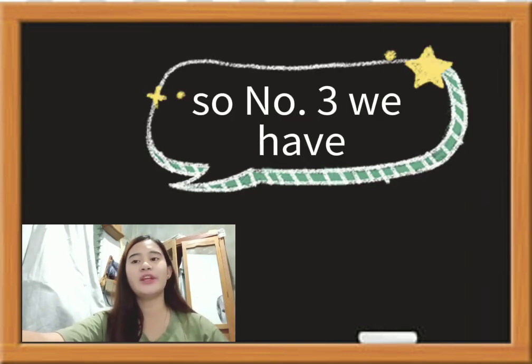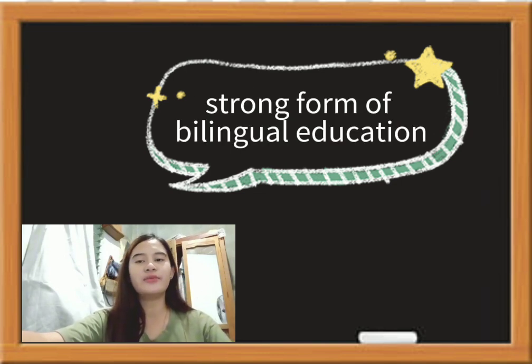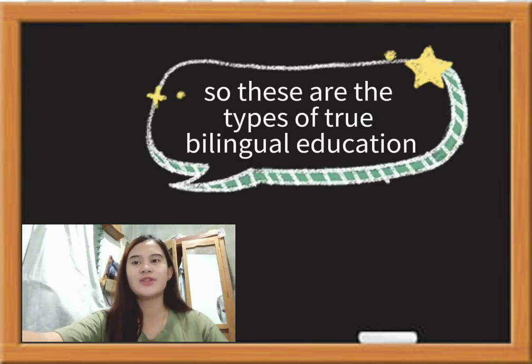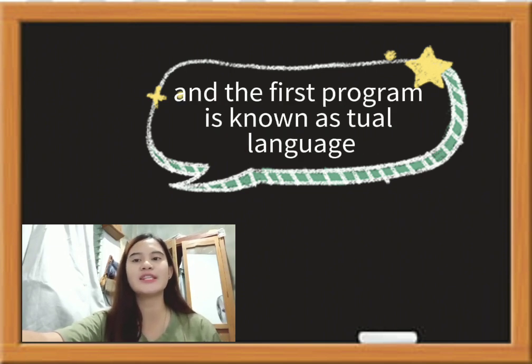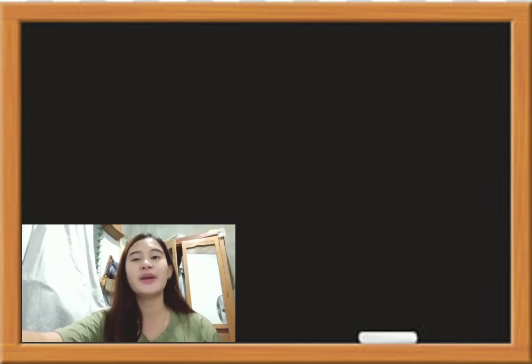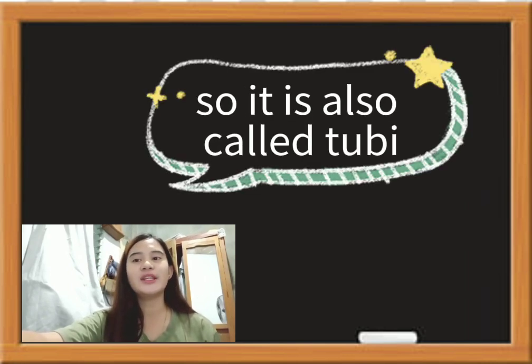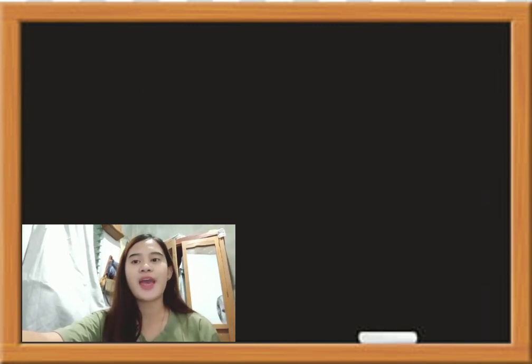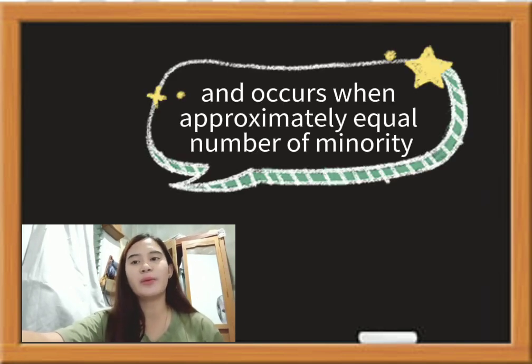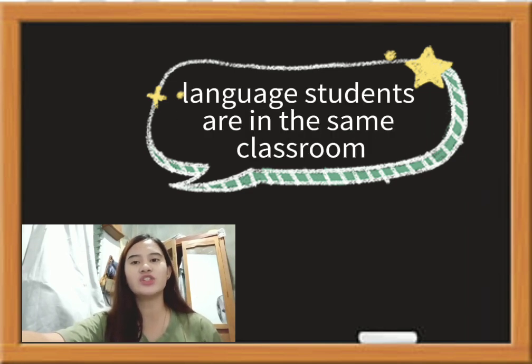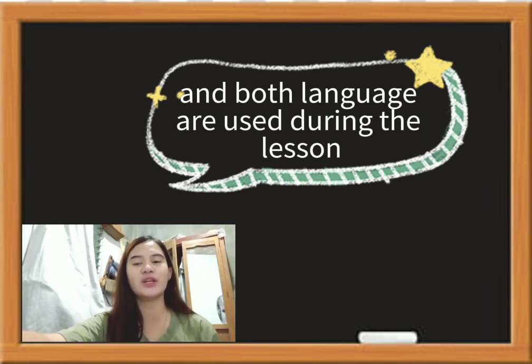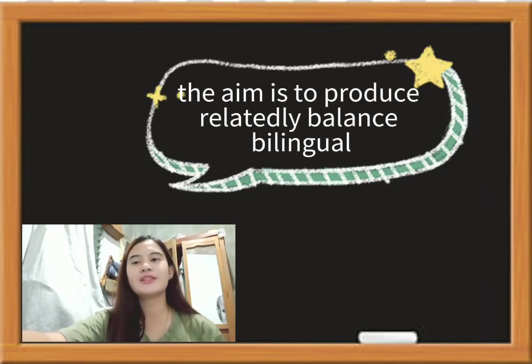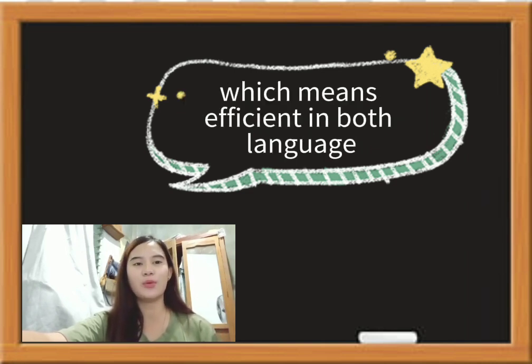So number three, we have the strong form of bilingual education. These are the types of true bilingual education, and the first program is known as dual language bilingual education. It is also called two-way and occurs when approximately equal numbers of minority and majority language students are in the same classroom and both languages are used during the lesson. The aim is to produce relatively balanced bilinguals, which means efficient in both languages.